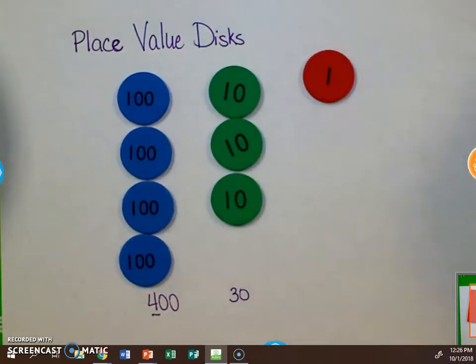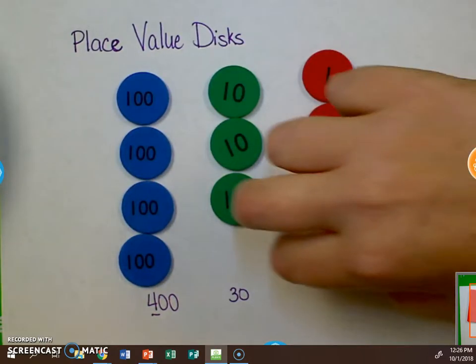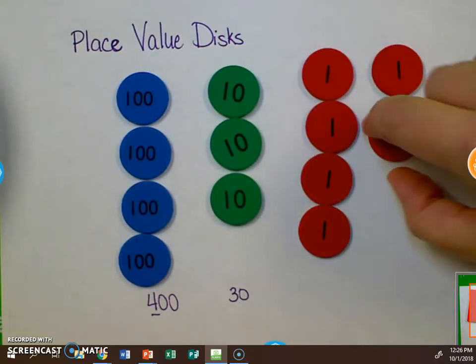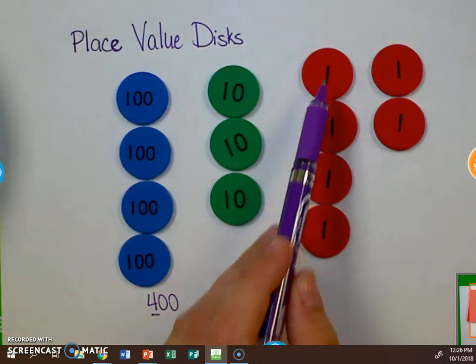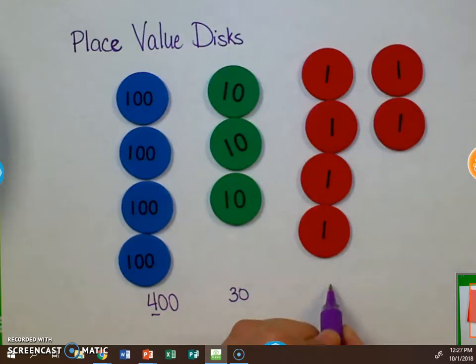The ones place is made of red disks, and each one is worth one. Count them up to get the value of the ones place: 1, 2, 3, 4, 5, 6. So the ones place is worth 6.